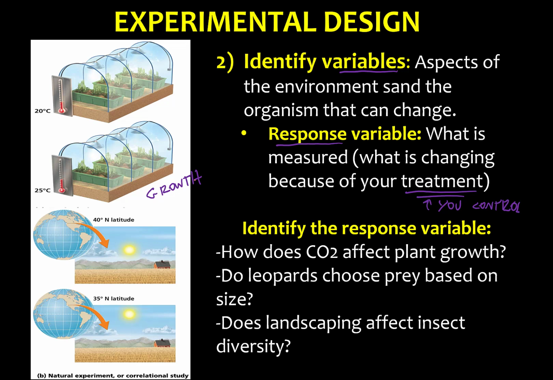Now, what if we did this CO2 experiment? What if we changed the amount of CO2 in the greenhouse? What would be the response variable? Well, the treatment is CO2. The response variable is plant growth. That's what you expect to see change. In our leopards example, size was our treatment. Our response in this case is going to be the choices that the leopard makes, if it chooses larger prey or smaller prey more often.